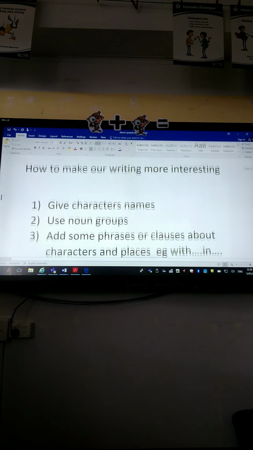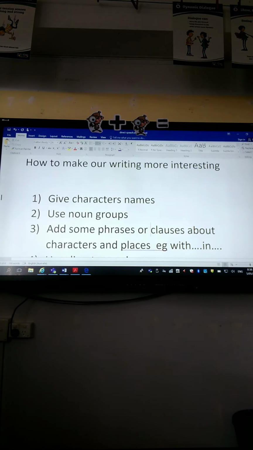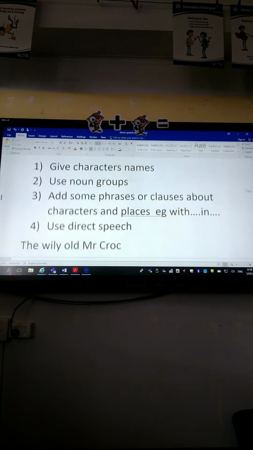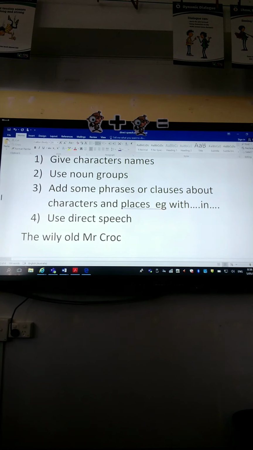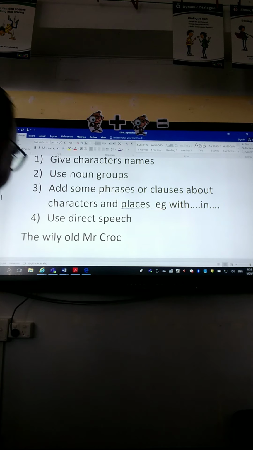How do I make my writing more interesting? Well, I'm going to give the characters names. So they need to have a name. I'm going to use some noun groups. I'm going to add some phrases or clauses about characters and places, such as with or in. And I'm going to use some direct speech.